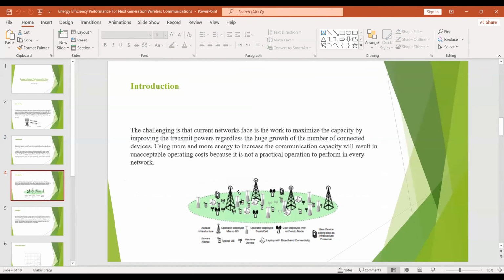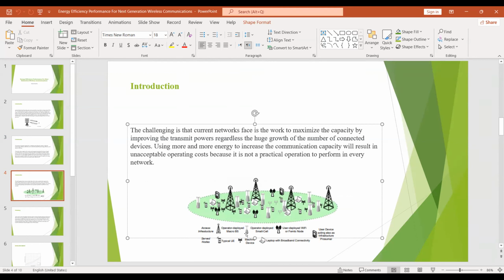So the challenge here is that current networks work to maximize capacity by improving the transmit power, regardless of the huge growth in the number of connected devices. We are using more and more energy to increase communication capacity, which would result in unacceptable operating cost.